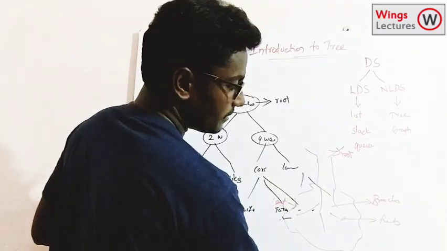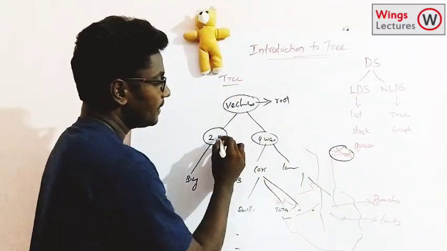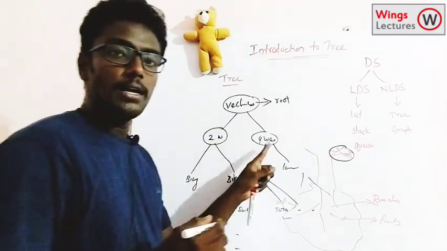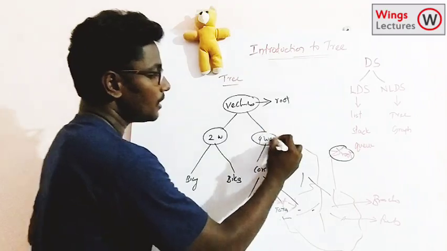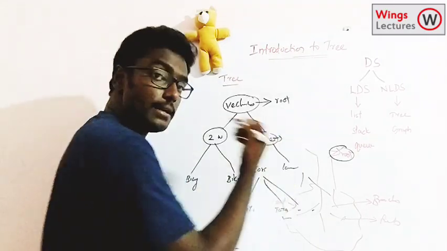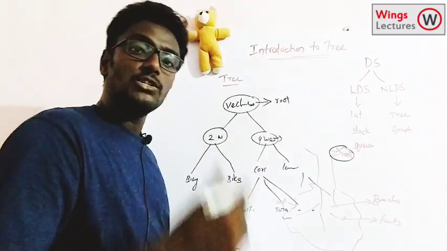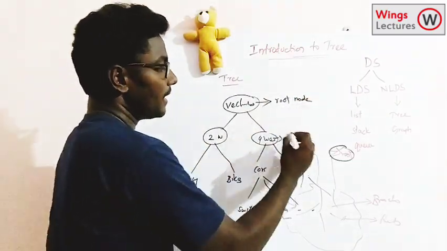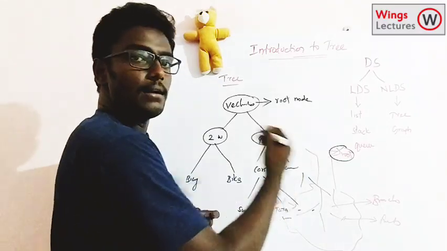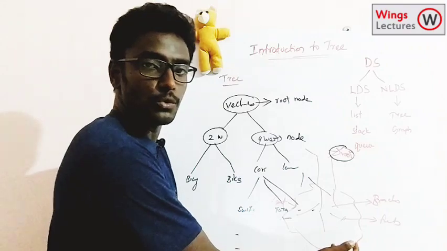So here we have the root of the tree, and then under that we have two branches. In a tree we call all the elements or all the data nodes. So we call this the root node, and these are all nodes. In the tree analogy we took these as fruits, right?